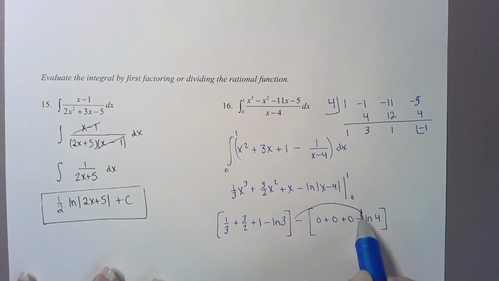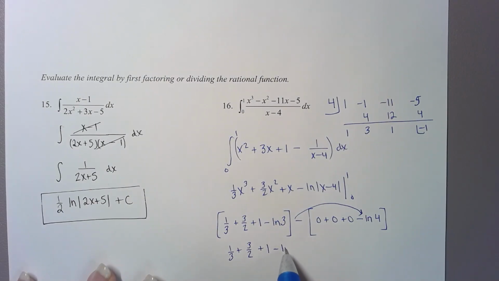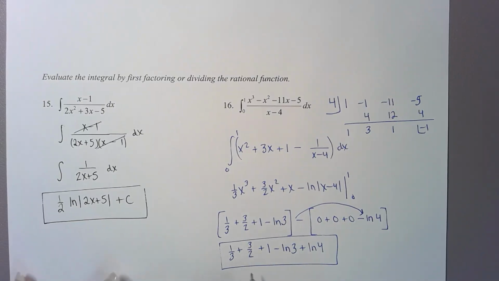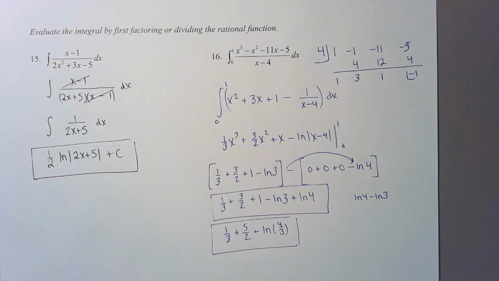But what we need to pay attention to is that we're going to distribute that negative. So I have a 1/3 plus 3/2 plus 1 minus the natural log of 3 plus the natural log of 4. And that answer's fine. You can do whatever you want in there. You can leave it as 1/3 plus, let's see, that'd be 5/2. And then if you switch these so that it's subtraction, that's when you can write that as a log with division. Clearly there's a lot of ways to write this answer. If it were multiple choice, then we'd know when to stop. But if it's not, then you get to stop whenever you want.